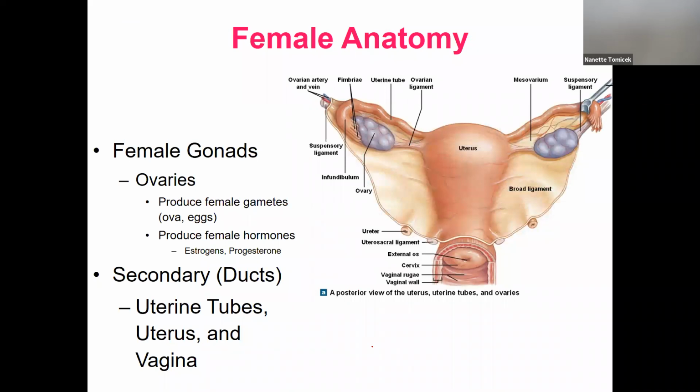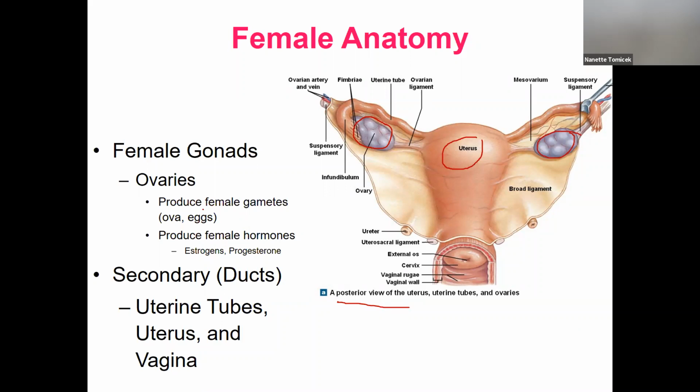Let's get a slightly different view here. This is a posterior view of the uterus. At this point we're imagining that we're looking at someone standing facing away from us. If we had X-ray vision and were looking through their back and through their buttocks, we can see the uterus centrally located, and we can see that the ovaries are two paired organs, just like the testes.